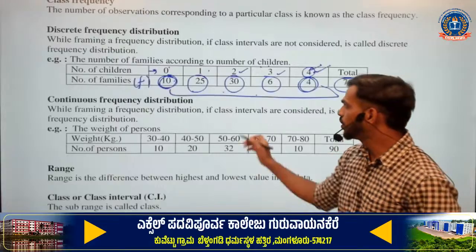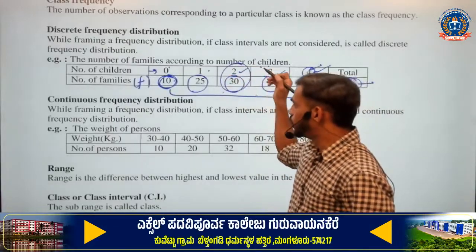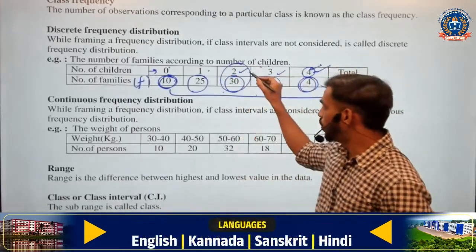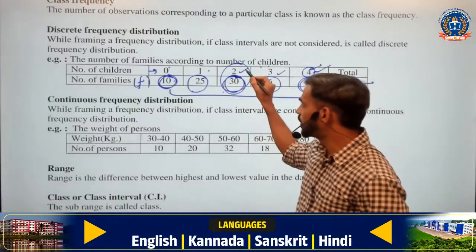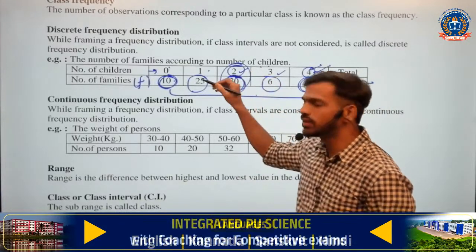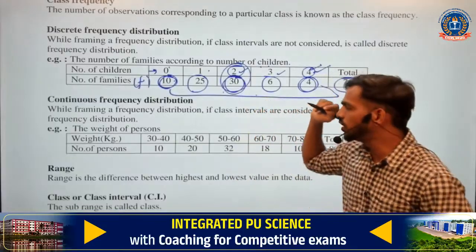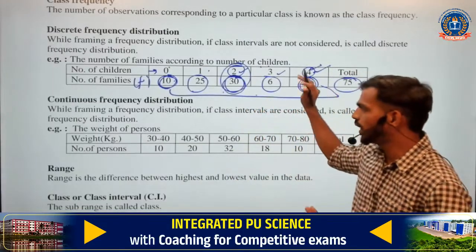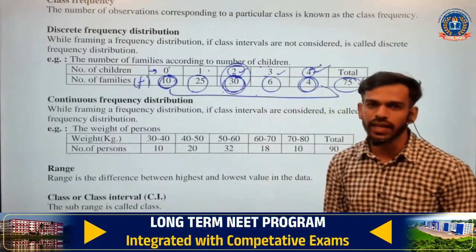So here, 30 and 2, what can we understand? There are 30 families, and in those families there are only 2 children. This is the exact interpretation of this example.